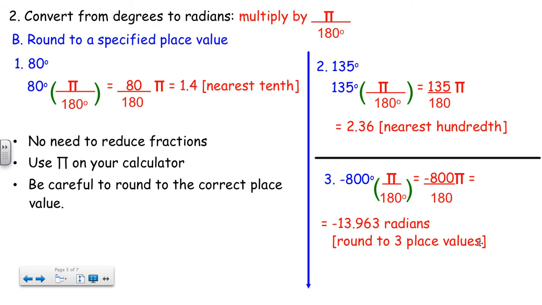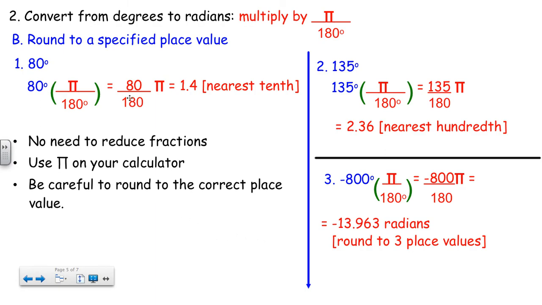This time I want it rounded to 3 place values. So I do this, negative 800 times pi divided by 180. I get negative 13.963, 3 place values, right? So that meant I looked at the fourth number here to decide whether to either round up or round down. When I did nearest hundredth, I looked at the third number to see whether to round up or round down. Same thing with the 1.4. I looked at the hundredth to see whether to round up or round down. So it's understood all of these have been rounded, not just truncated, meaning they just got chopped right off.